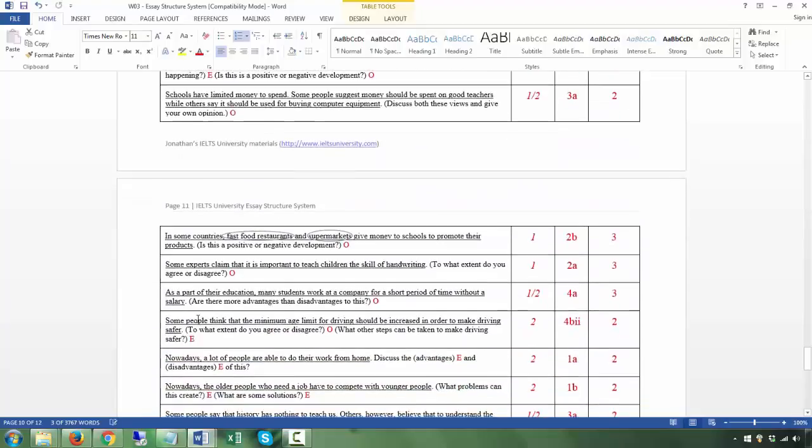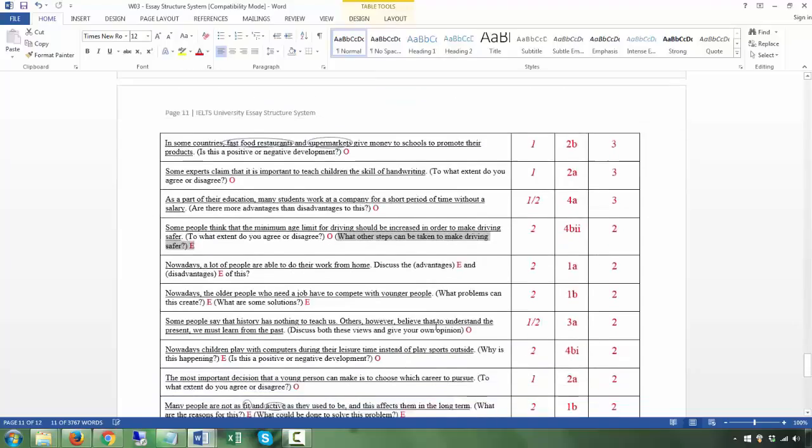All right. To what extent do you agree or disagree? Okay, this is the opinion one. So this is expository 4B2. And how many body paragraphs? 2. One body paragraph addressing this. You take a strong position, and you just mention 2 reasons. State your position and mention 2 reasons. And for this, you just mention 2 steps, right?